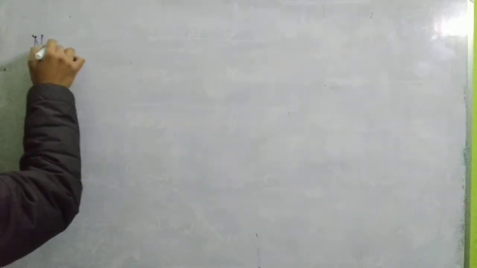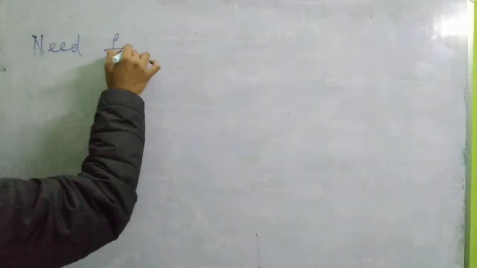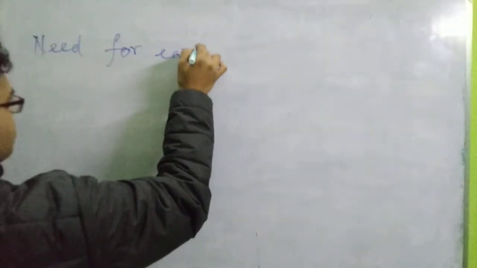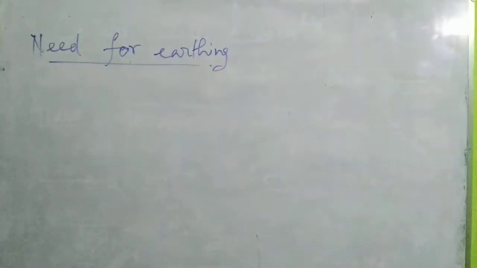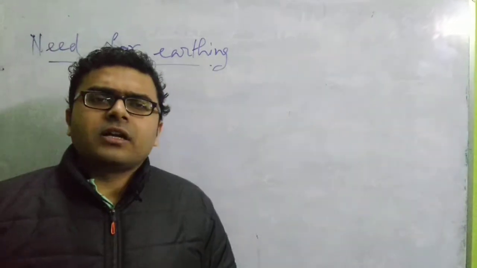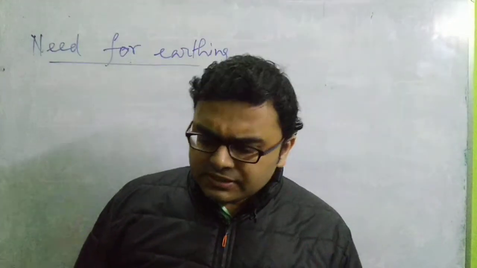Okay. Now next is what is the need for earthing. So these are easy topics. These are non-numerical topics. It's easier to understand. You just need to have the concept. So see, what is the requirement for the earth wire, isn't it?